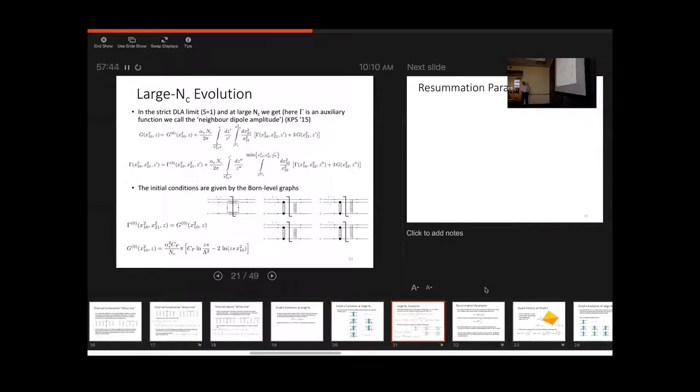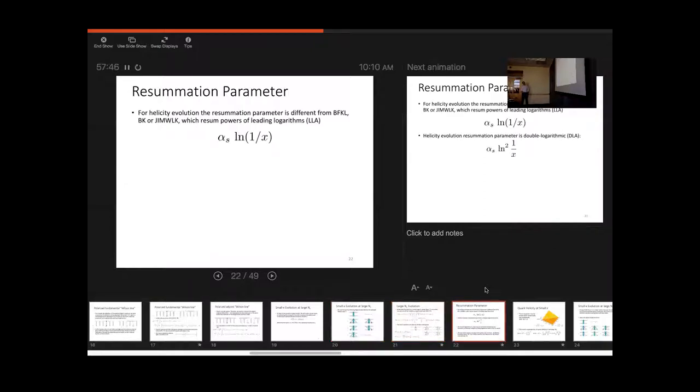Maybe it's a good point not to show evolution equations, but first to say something about the resummation parameter. I'm going to wrap up here. I'm not going to talk about all the other things. Yes, we need to. Right.